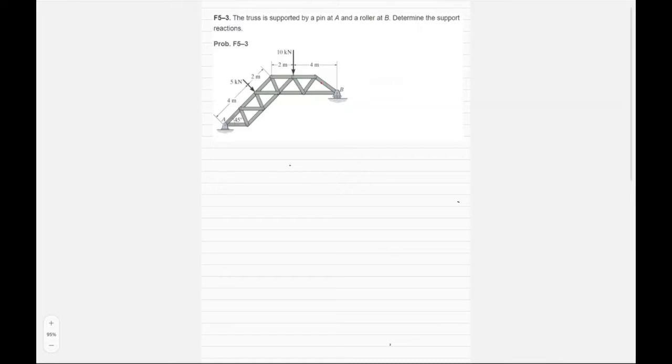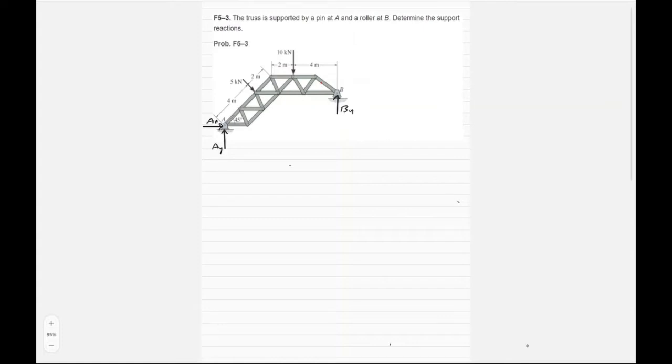As the problem stated, there's a pin joint at point A. This means there's an X and Y reaction on it. So I'm going to draw the A of Y as the Y reaction, and then A of X. Those are the two reaction forces at point A. And then at point B, it's a roller joint. Roller joints only have reaction forces in the Y direction. So there's a B of Y acting upward right there.